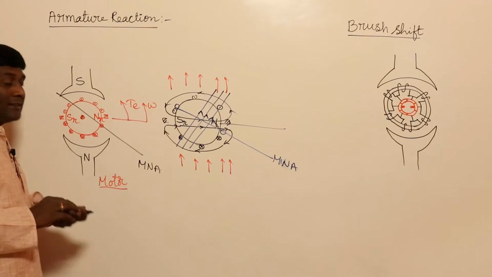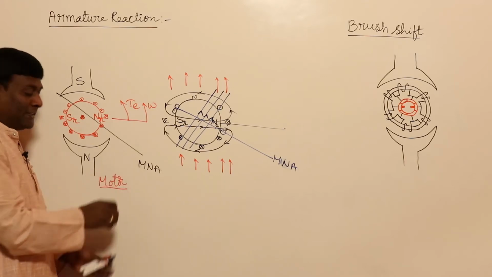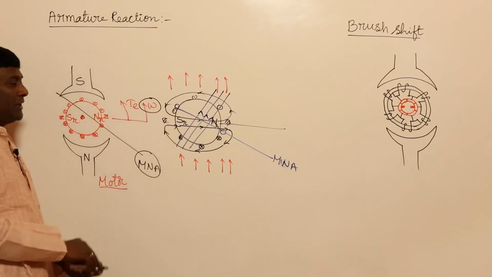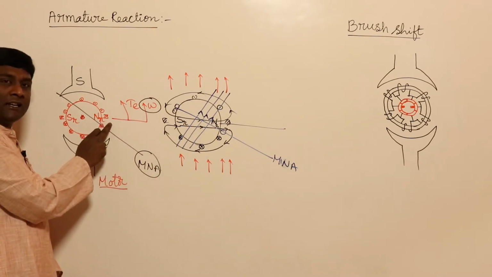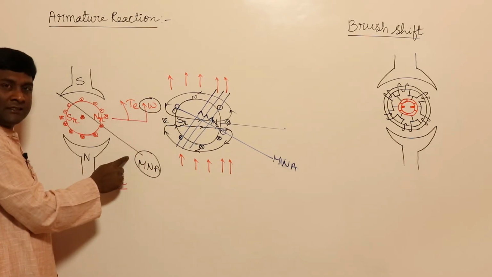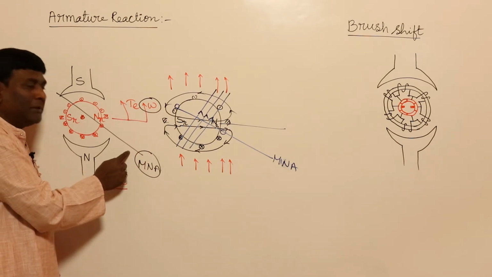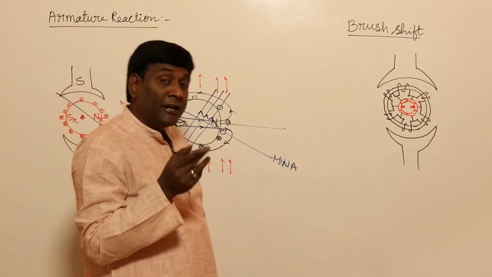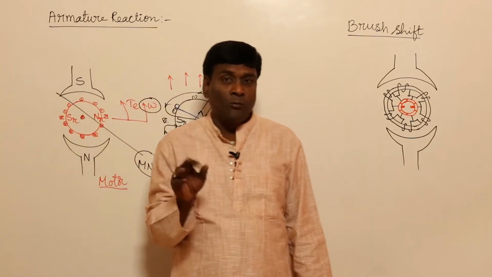Okay, so what has happened? MNA shift is against the direction of rotation. Previously, when armature current is not there, my MNA was here. Now my MNA has shifted in this direction. What does it mean? It means that the MNA shift happened against the direction of rotation in a motor.